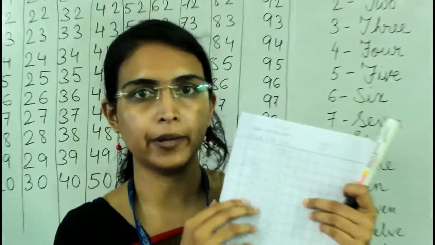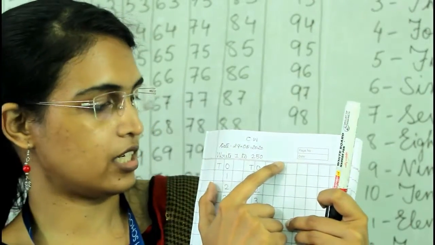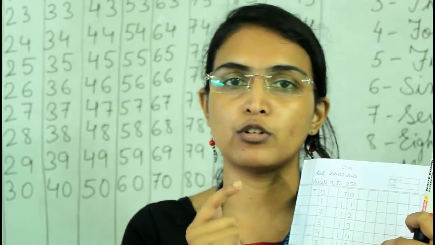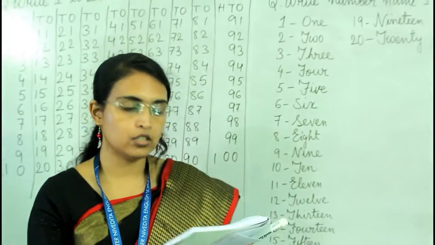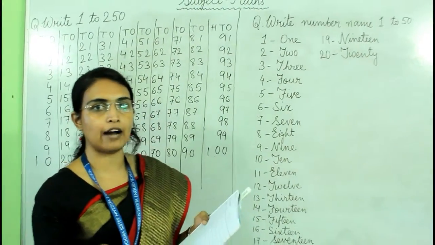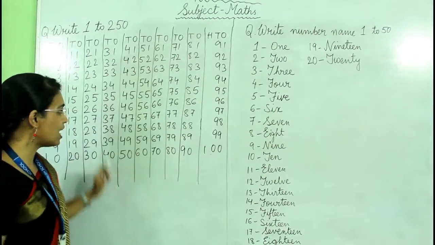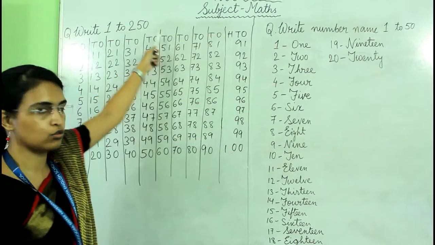CW and HW copy. In your CW copy, mention CW and the date like this. Then write the question: write number counting from 1 to 250. So from 1 to 250 you have to write. How will you write? In this way. I have written up to 100, but you have to write from 1 to 250.